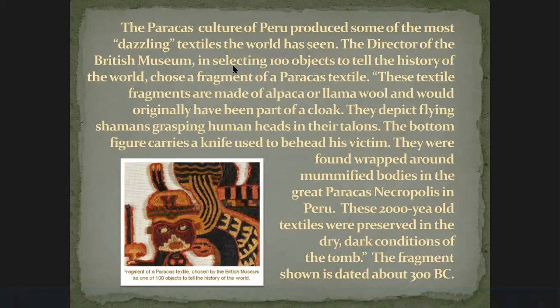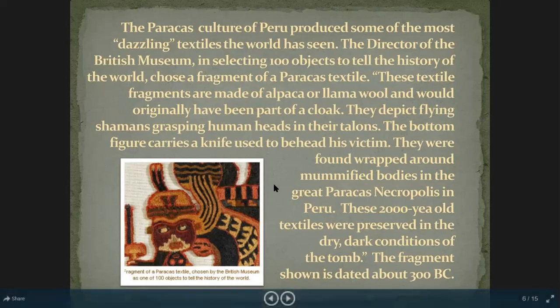They depict flying shamans grasping human heads in their talons, and the bottom figure carries a knife and used to behead its victim. They were found wrapped around mummified bodies in the Great Paracas necropolis in Peru. This 2,000-year-old textile was preserved in dry, dark conditions all the time.